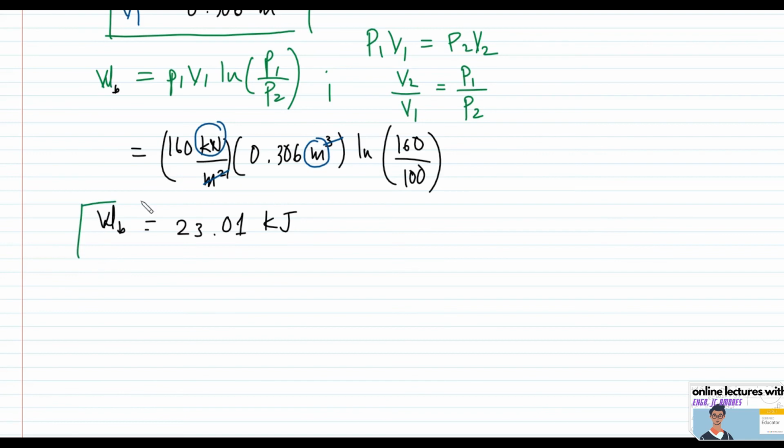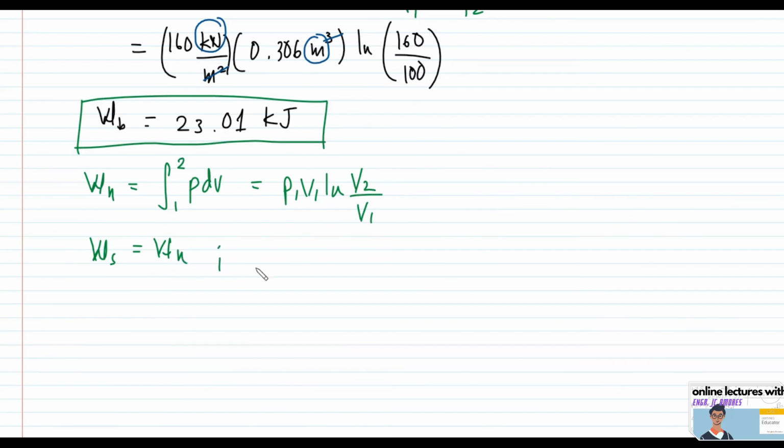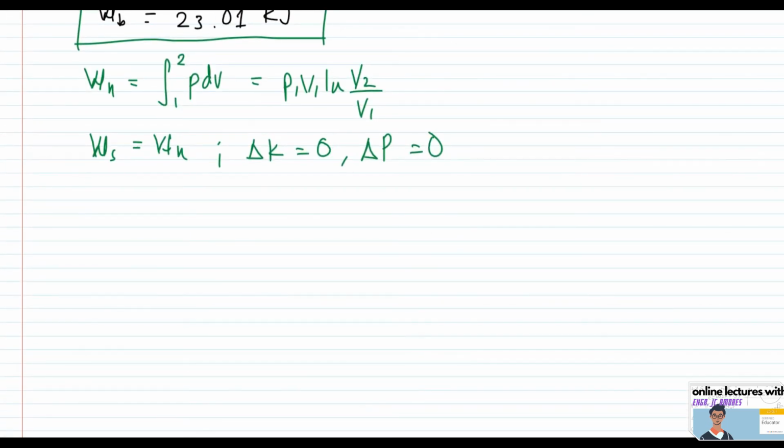So I hope you have learned something from this video regarding the isothermal process. Just a recap, your non-flow work would be equal to the integral of PdV, and that would be equal to P1 V1 ln V2 over V1. Your steady flow work would also be the same as your non-flow work, provided that your delta K is equal to 0 and also your delta P is equal to 0.